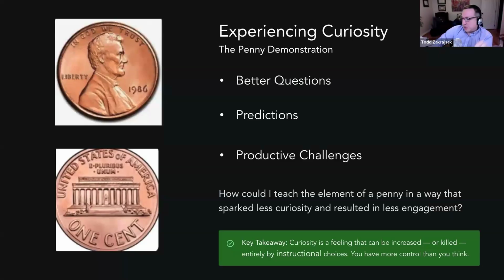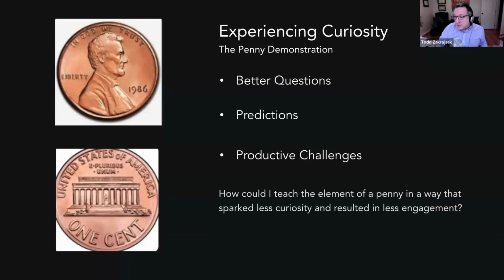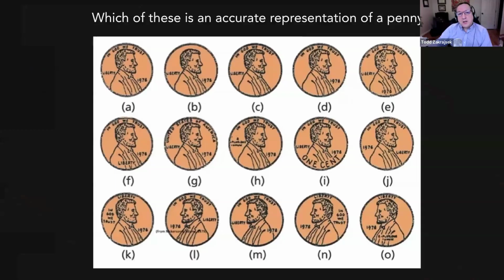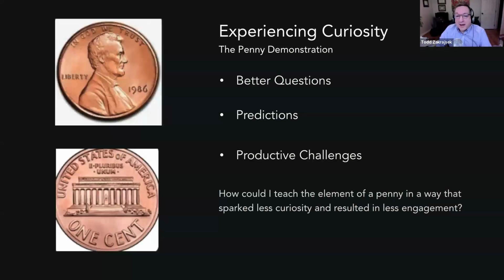This is exhausting teaching. So the curiosity here could be sparked, it could be killed, and I'm just going to cut to the chase on this one. I could just as easily have shown this and said, by the way, everybody, a lot of people confuse what a penny looks like and couldn't even do this. A is the right response, but most people don't do that. And then I move on.